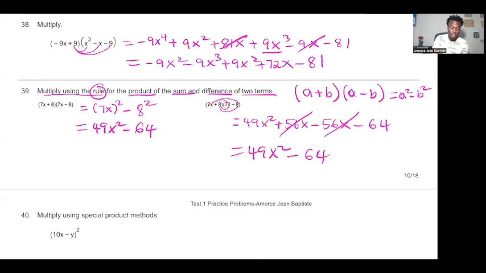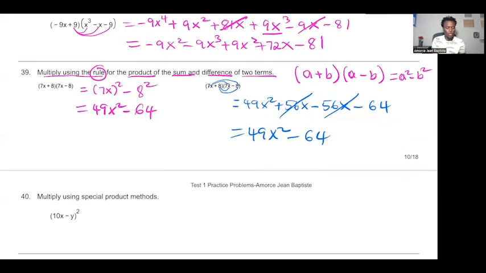So I would say go with the product of the sum and the difference of two terms. So this one is another way of solving the problem. That's why I changed the color.